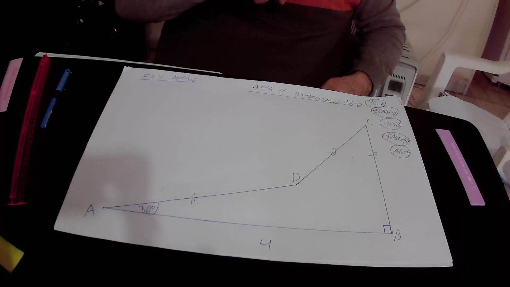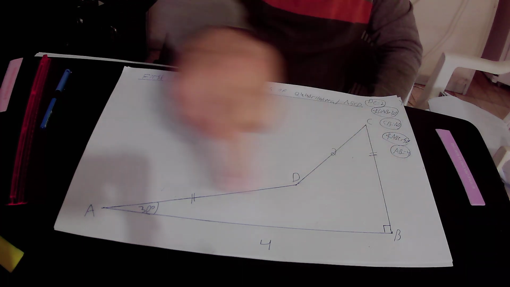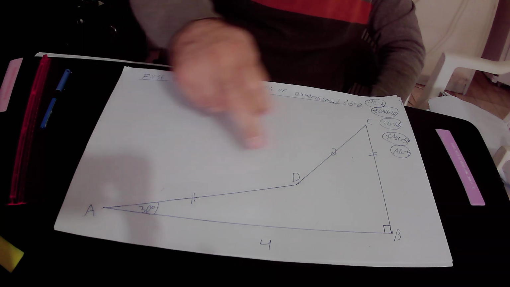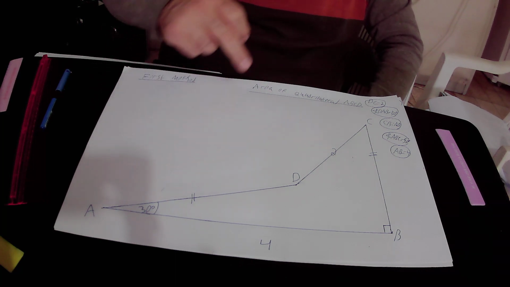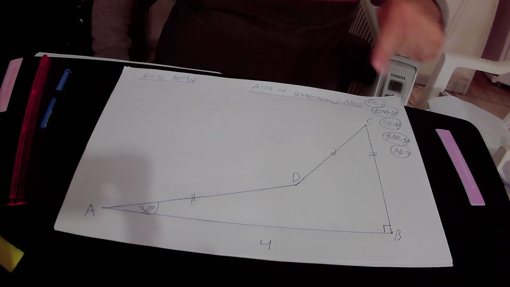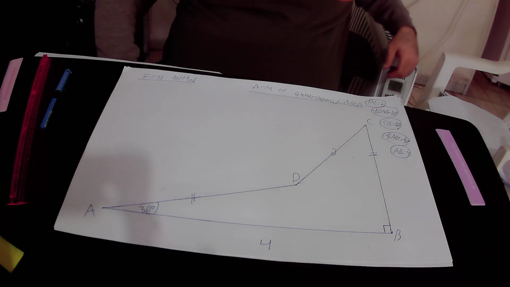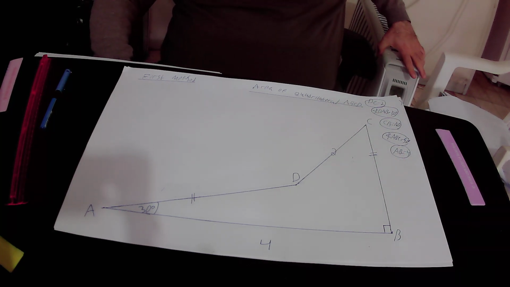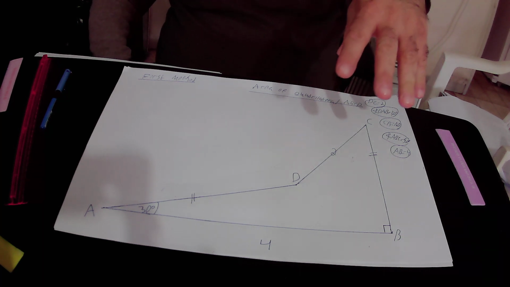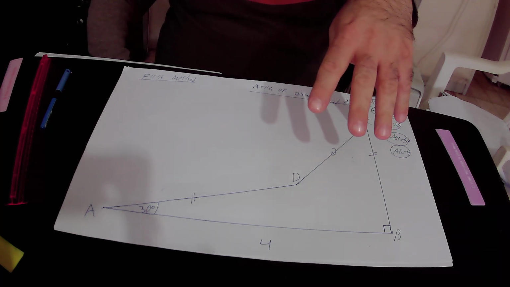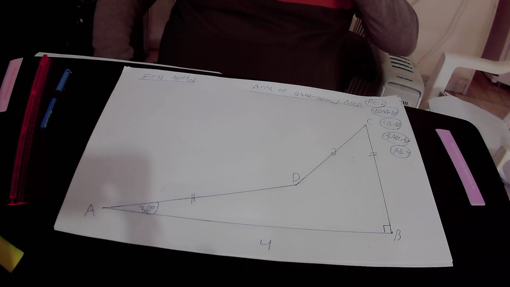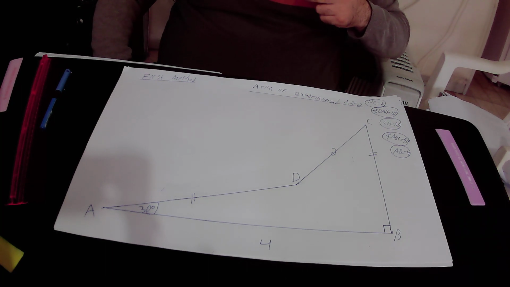And angle BAD, this angle equals 30 degrees, while angle ABC is a right angle, it equals 90 degrees, and we want to find out the area of this quadrilateral ABCD. So we'll start with the first method.